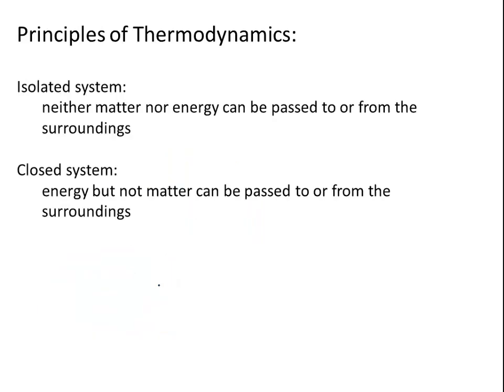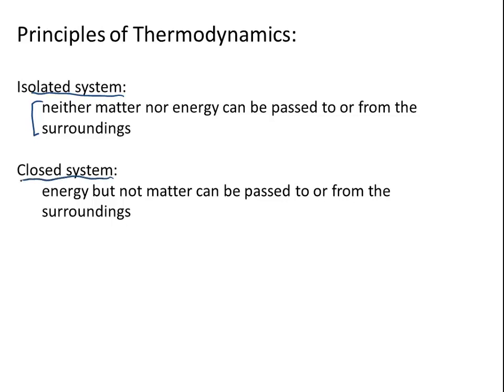There are two different kinds of important categories for the way we define a system. An isolated system means that the system is completely separate from the surroundings and nothing can be exchanged, no matter or no energy. This, it turns out, is logistically hard to do, experimentally hard to do. So you can do chemical studies with isolated systems, but it's difficult and it's expensive.